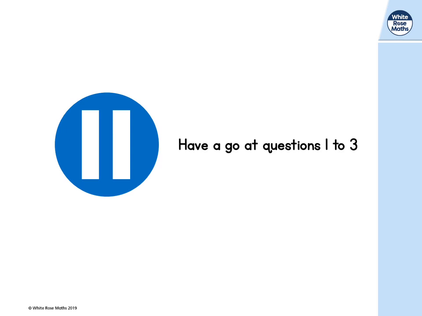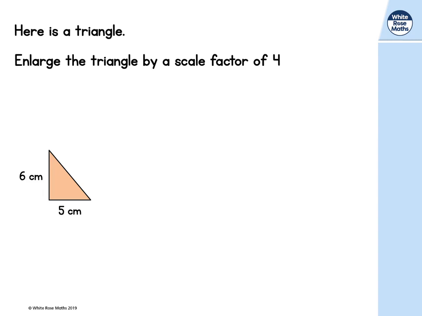Have a go at questions 1 to 3. Here is a triangle. Enlarge the triangle by a scale factor of 4. Well, currently, one of the sides is 6 centimeters. To enlarge it by a scale factor of 4, I need to increase it by 4 times. Well, 6 times 4 is 24, so the new side length would be 24 centimeters.